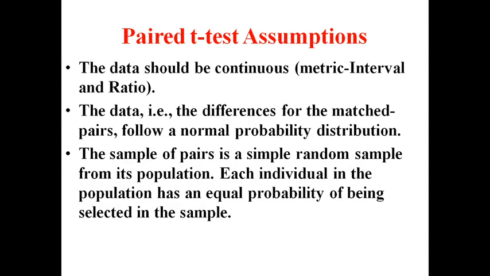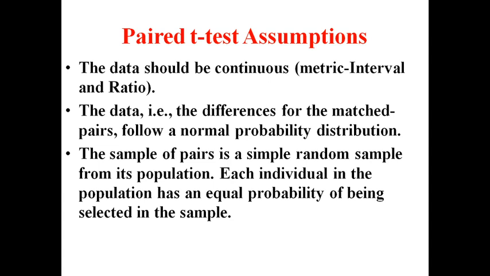So what are the assumptions of paired t-test? The data should be continuous, meaning the data collected should be in metric scale, that is either interval or ratio scale. The difference for the matched pairs should follow a normal probability distribution, meaning the difference between before treatment and after the treatment should be normally distributed. It should be a bell-shaped curve.